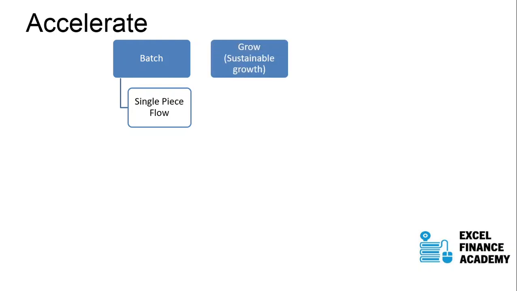Acceleration comes in batches. So we are doing things batch by batch. We are not trying to accelerate in a very fast movement. So the batch means single piece flow. Every time we are trying to implement only one thing at a time, rather than we accelerate super fast and we collapse.